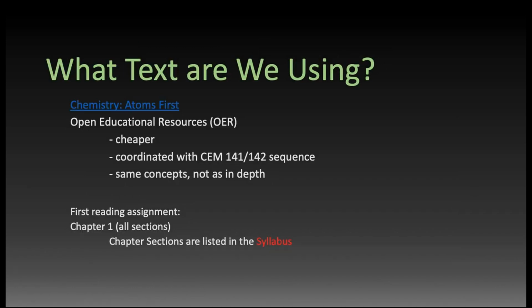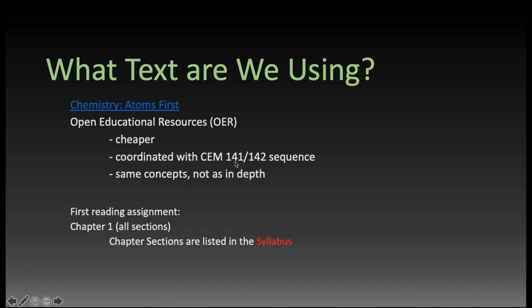Let's talk about a few technical things. What text are we using? We are using Chemistry Atoms First, and this is an open educational resource. We do this because it is cheaper. If you only work with the electronic copy, that is free. If you want an actual hard copy of the text, it is about $50, which is just the cost for them to print it.